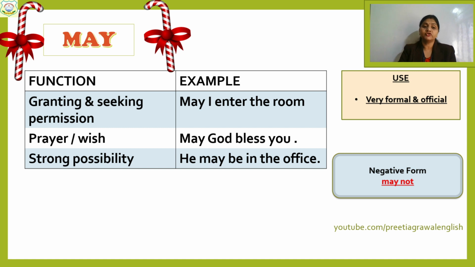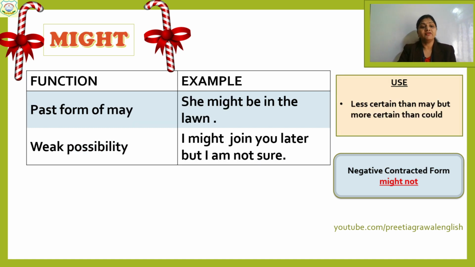So whenever you have to show a strong possibility, you will be using may. But whenever there is weak possibility, we will be using might. I might join you later. It means that the person is not sure. If might is written there, it means that the percentage of possibility is less. May has a higher percentage of possibility than might.